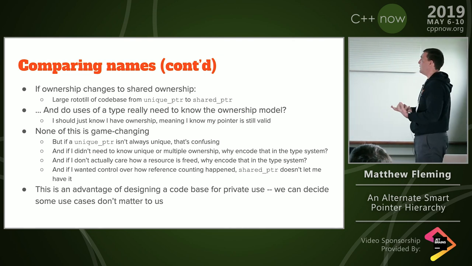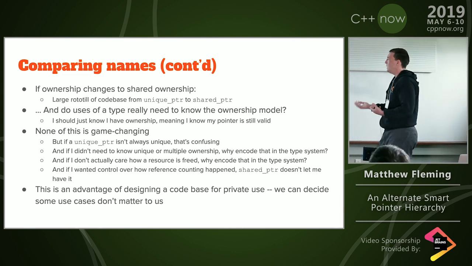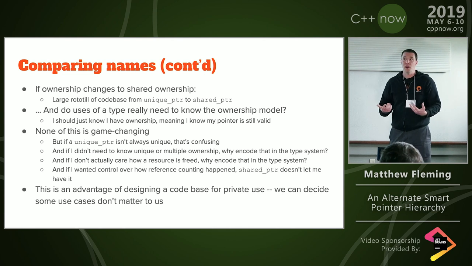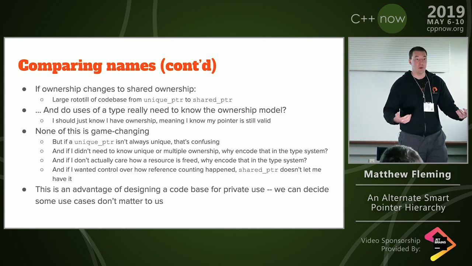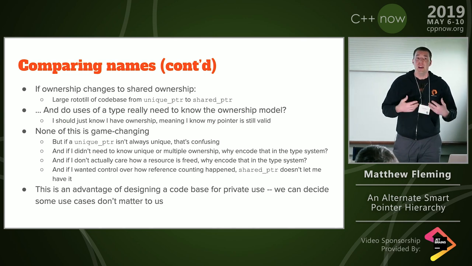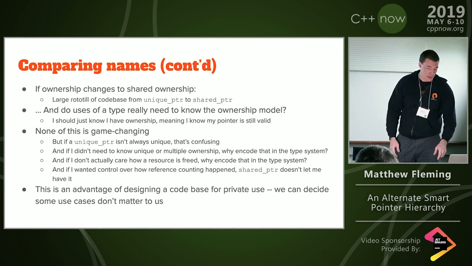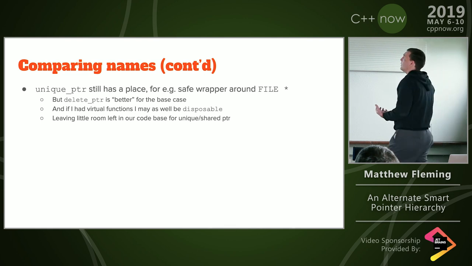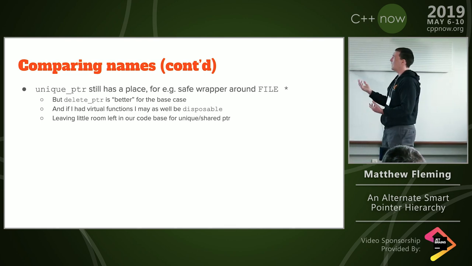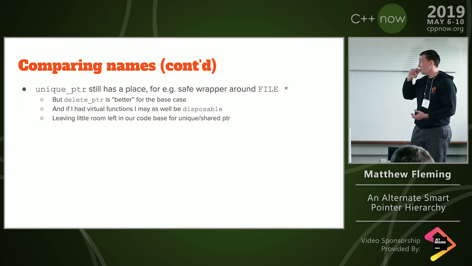And in some sense, this is an advantage of designing your code base for private use. I can decide that some use cases don't matter to me at all. I can say, look, I'm never going to do that because it doesn't fit with my model. And a standard committee doesn't get that luxury. They have to solve for everybody. And even in our code base, unique_ptr will still have a place for, like, a safe wrapper on FILE stars or things like that.